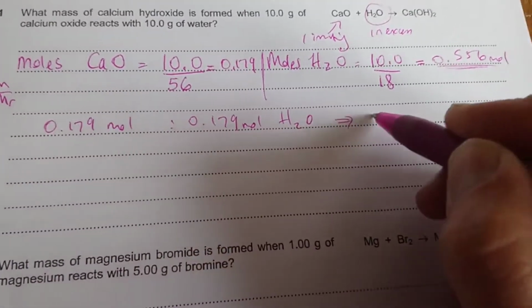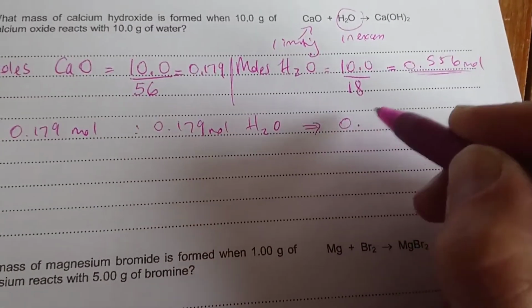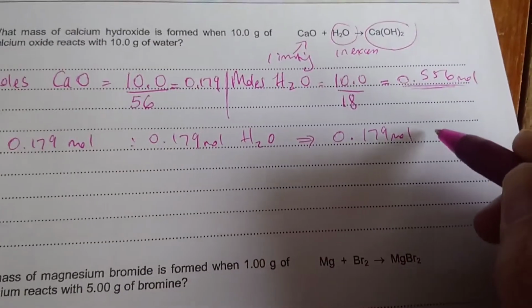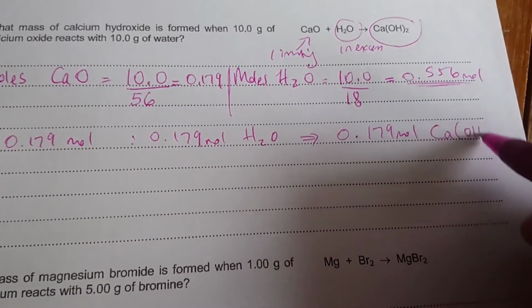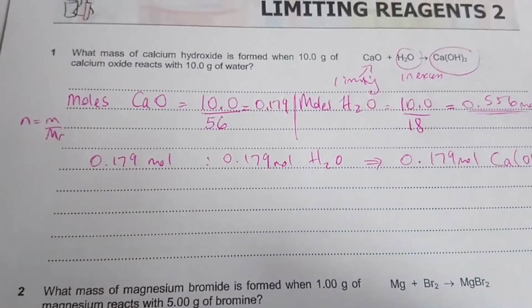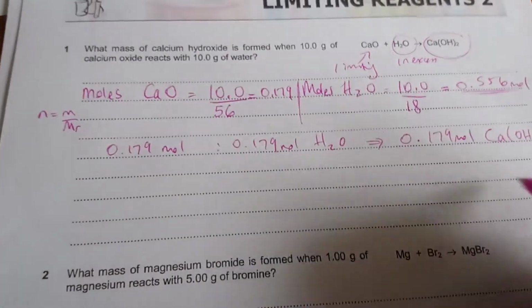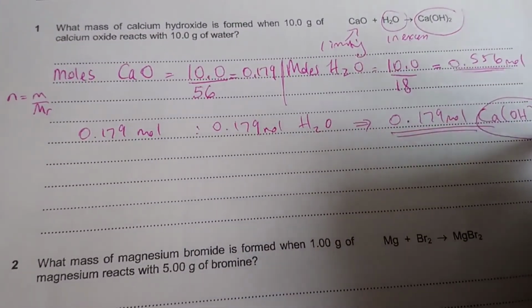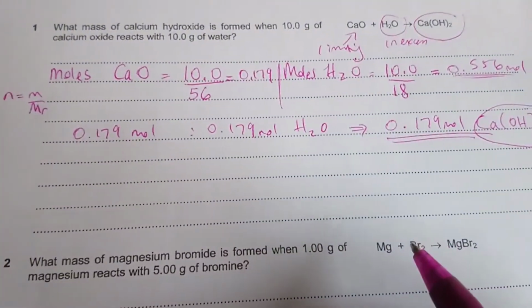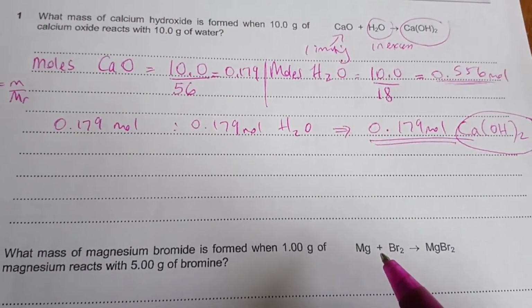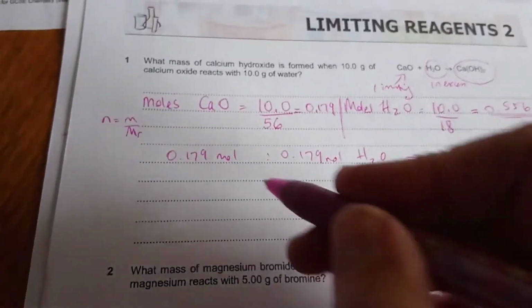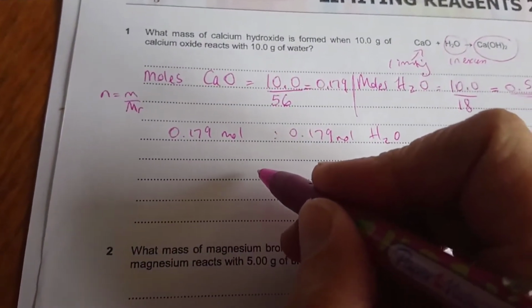Okay, so 0.179 mole of calcium oxide is going to react with 0.179 mole of water to form 0.179 mole of calcium hydroxide. So now I've got my number of moles of calcium hydroxide and I've got my formula for it, so I can work out my formula mass using the periodic table. I can recalculate for mass.